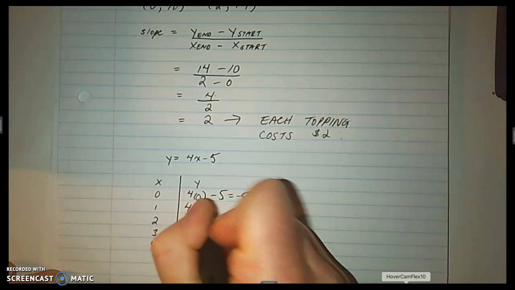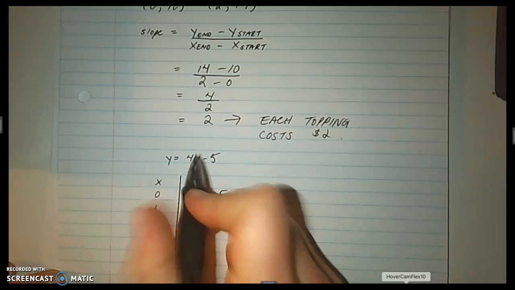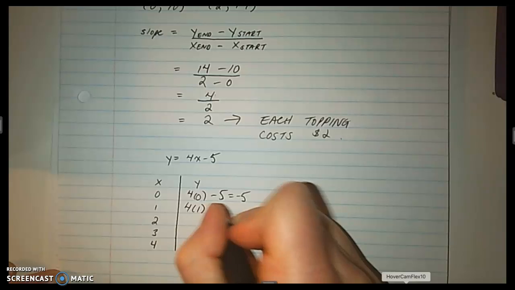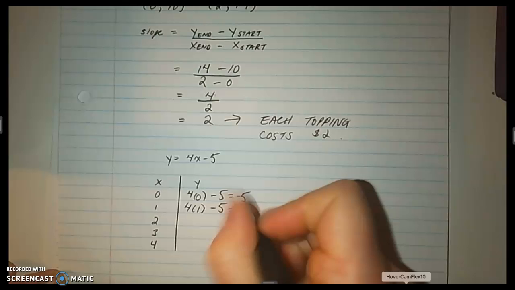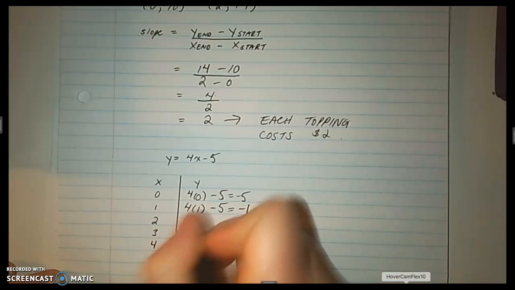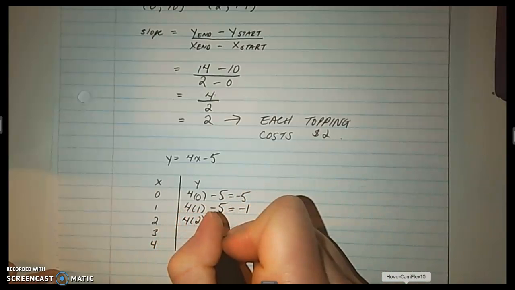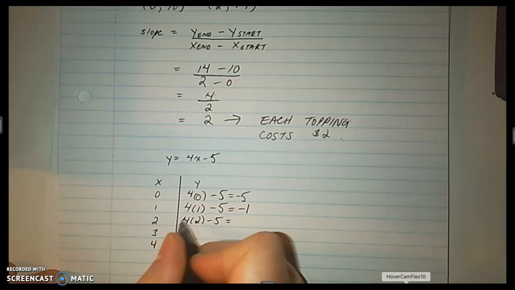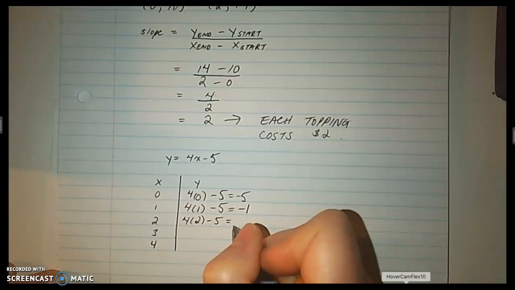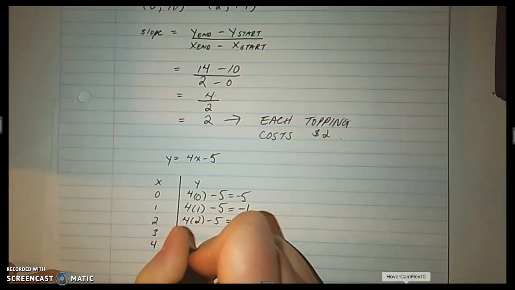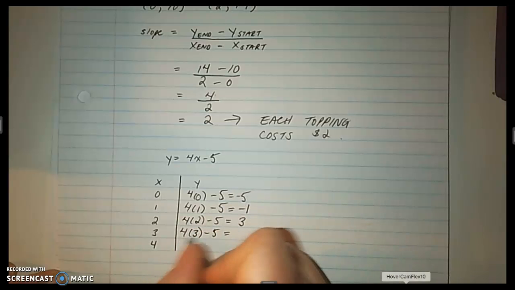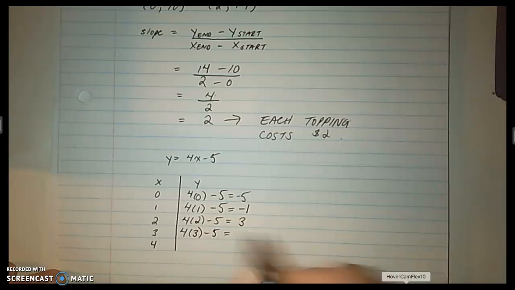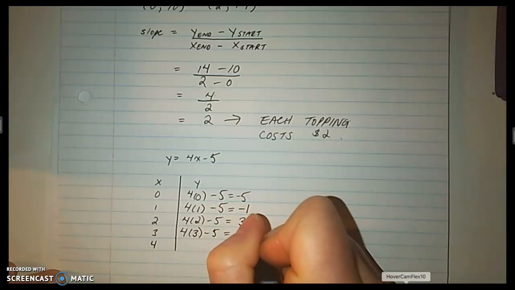Okay, and this one, 4 times 1, so I've swapped out my x for a 1 here, minus 5. So that's 4 times 1 is 4, minus 5 is negative 1. 4 times 2 minus 5 equals 4 times 2 is going to be 8, minus 5 is 3. 4 times 3 minus 5. So 4 times 3 is going to be 12, minus 5 is 7.